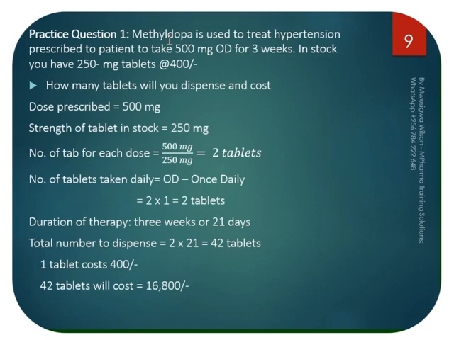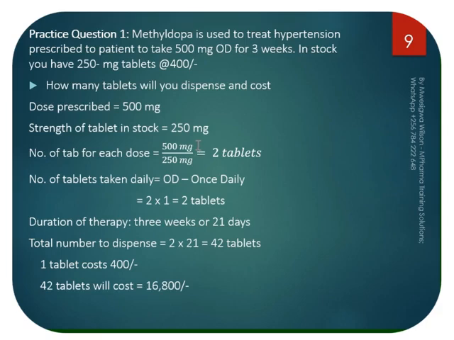So the goal is to dispense this medication, since we have taught you how to interpret the prescription. The question is, how many tablets will you dispense and what is the total cost? Always you have to know the dose prescribed and the strength you have for a tablet in stock. So the number of tablets required for each dose, as we saw in the formula earlier, is the dose prescribed in the prescription divided by the strength of the tablet you have in stock.